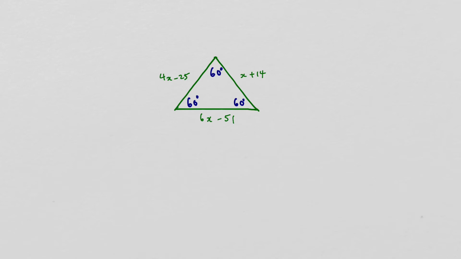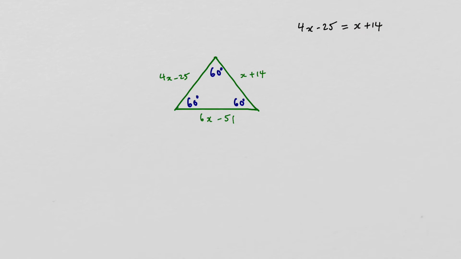Well, we know that in an equilateral triangle, all three sides are equal. That means we can set one expression equal to another, and it doesn't matter which one. So let's go ahead and select these two sides. What we get is 4x minus 25 is equal to x plus 14. So this side, expressed here, is equal to this side, expressed here. Once we have the equation set up, we can solve for x.